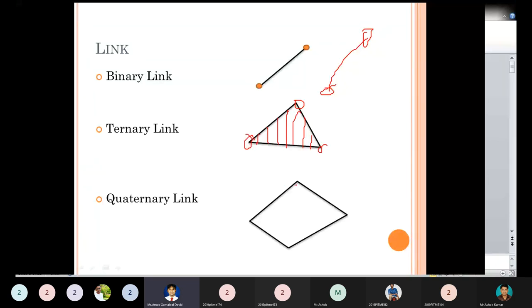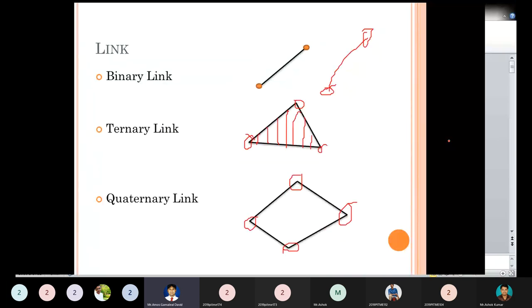What about a quaternary link? A quaternary link is something which has four ends. Guys, are you able to understand? Yes, sir. Okay, this is a quaternary link.